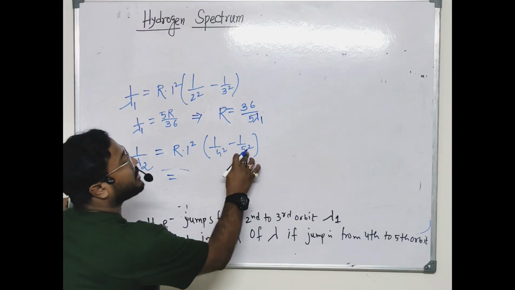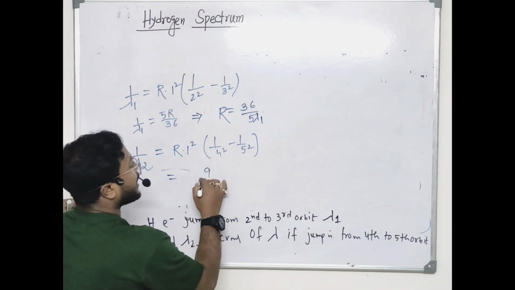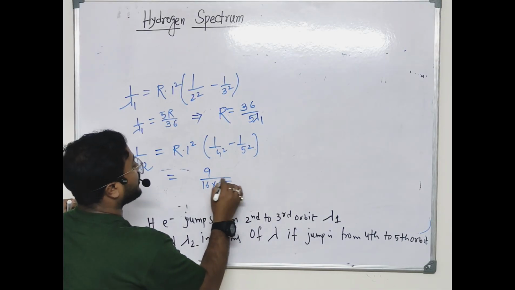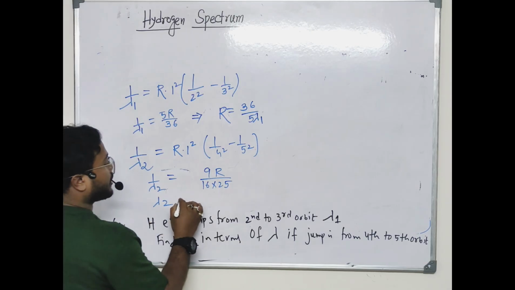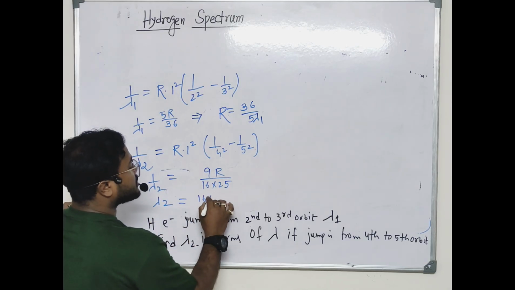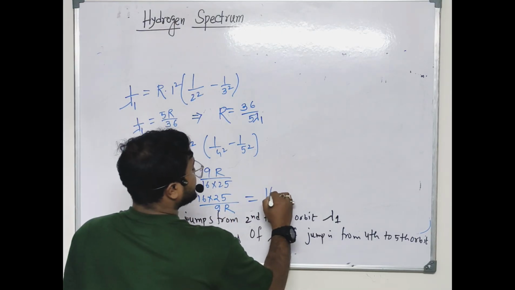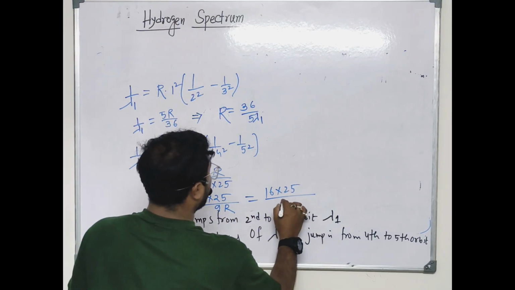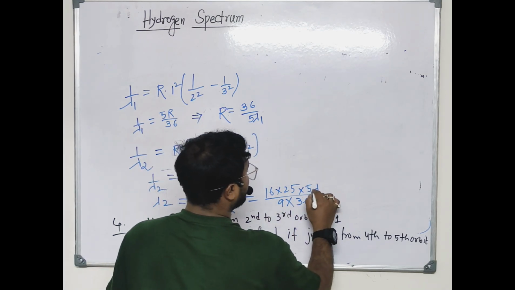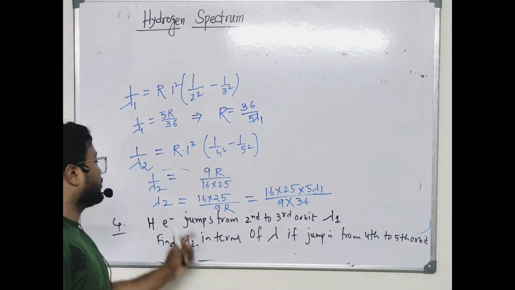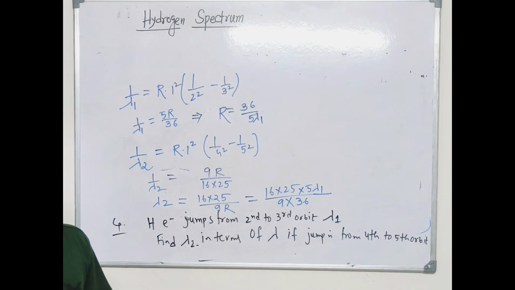This is equal to 25 minus 16, that is 9 divided by 16 into 25. 9R by this value, that is 1 by lambda 2. So for you, lambda 2 is equal to 16 into 25 divided by 9R, that is 16 into 25 divided by 9 into the R value, 36 by 5 lambda 1. So by this, if you equate it, you will find lambda 2 in terms of lambda 1. This variety of question can also be asked.